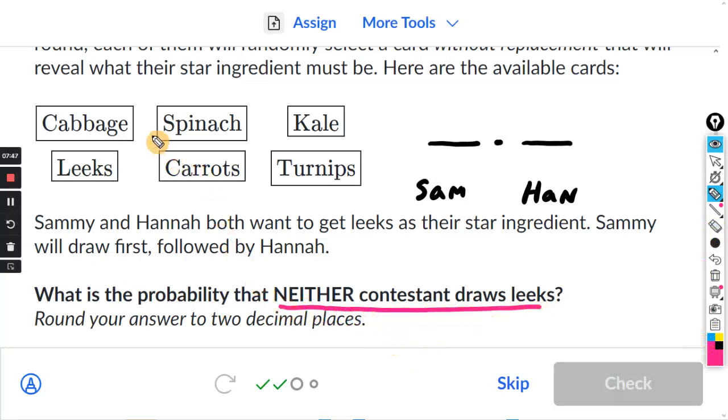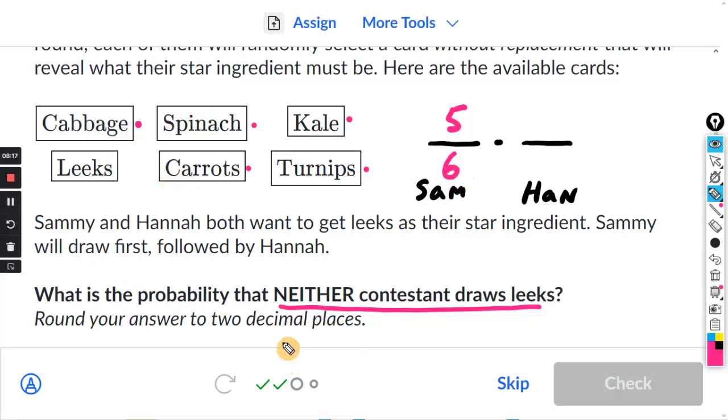Well, let's see. There are 6 cards to draw from, okay? And how many of those cards are not leeks? Well, we don't want to look at leeks. We want to look at all the other ones. 1, 2, 3, 4, 5. So the chance that the person doesn't draw leeks is going to be 5 out of the total, which is 6.